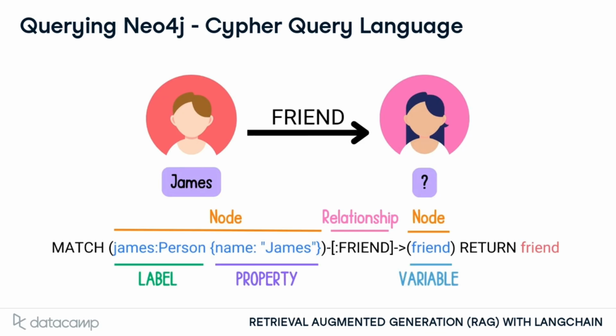Person is the node label. We're declaring the source node using the name property, and friend is a variable we'll use to search for the missing name. Notice the code finishes with return friend, so the mystery friend is revealed. This query reveals the mystery friend's name.